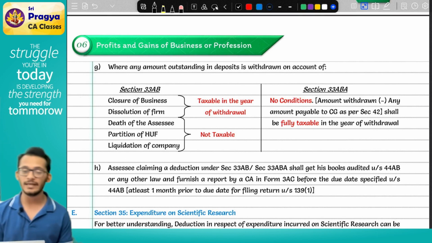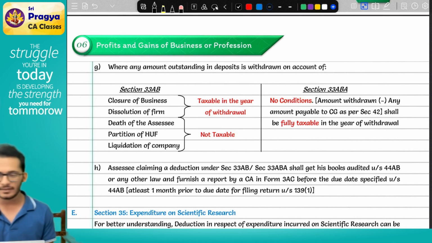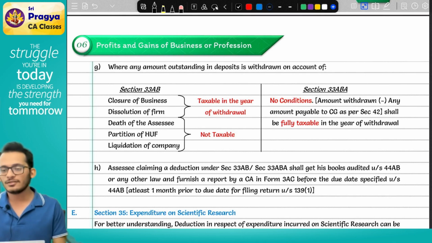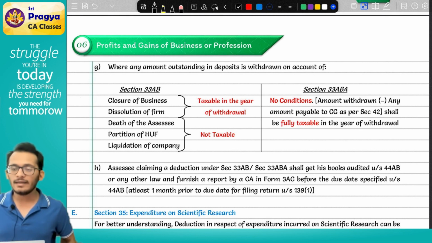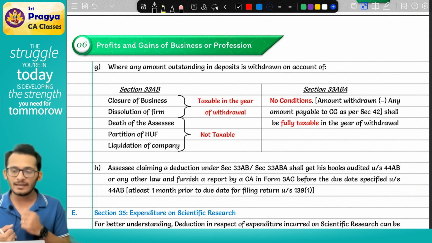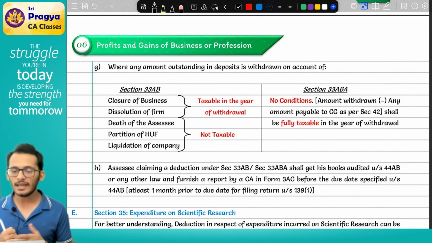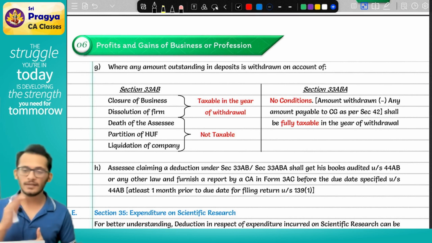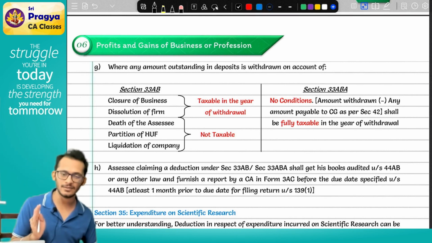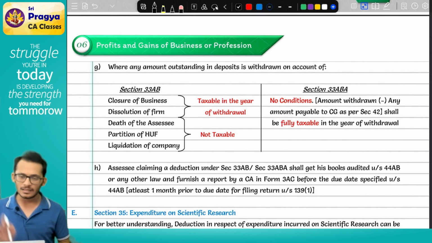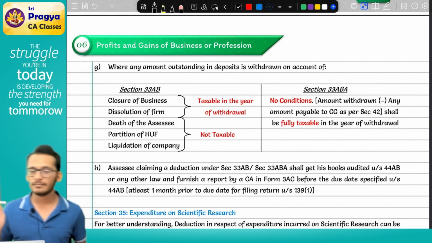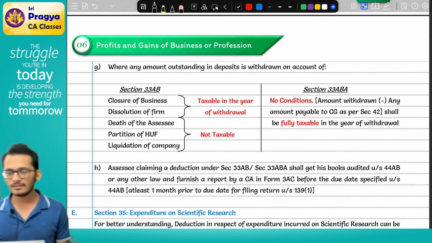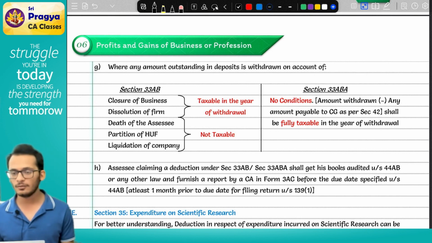It is not there for site restoration, which means in site restoration, if you withdraw the money and you don't utilize it, I will tax everything for you. I will not listen to you one single bit also. Whether the person dies, whether it is liquidated, it doesn't matter. It will be taxable. Yes, this is what the section says.